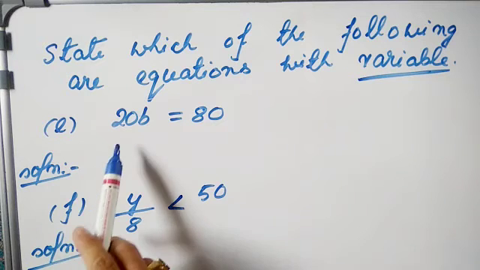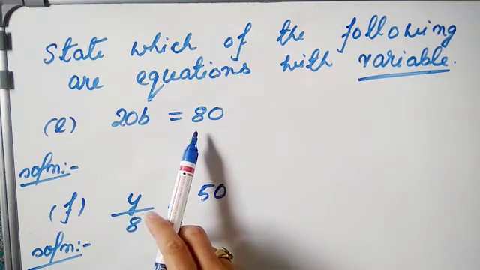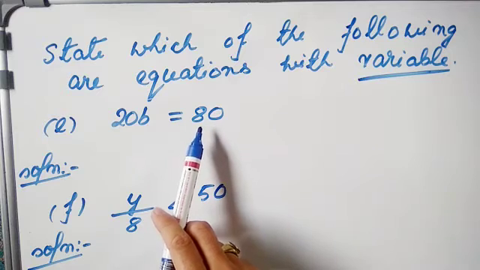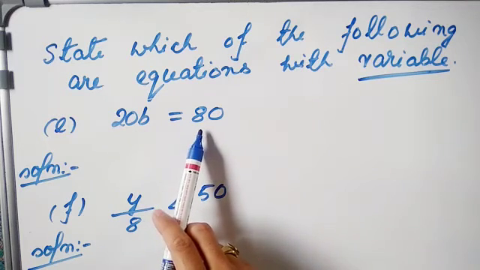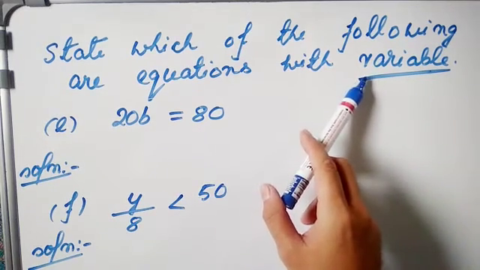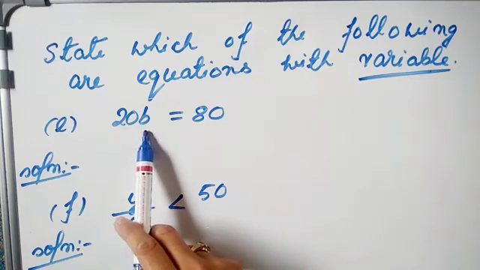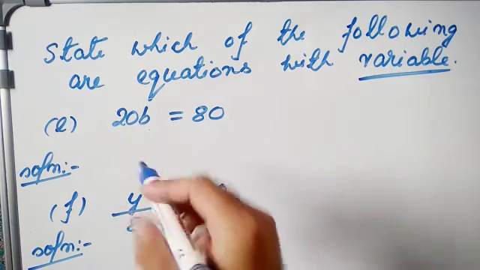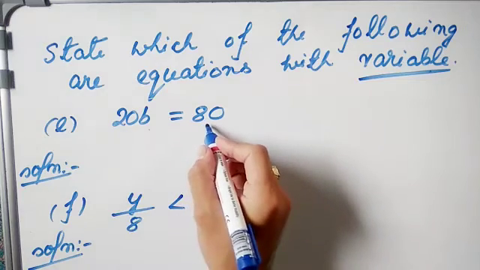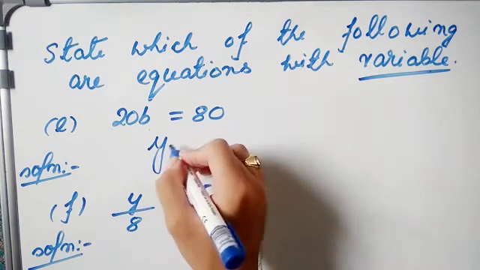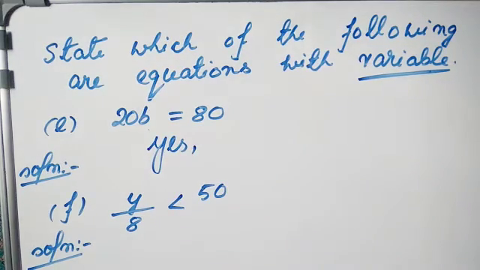Next, then we have 20b is equals to 80. So we already know that it is an equation. And is this an equation with a variable? Yes. And the variable involved in this equation is b, right? So 20b is equals to 80 is an equation with a variable, and the variable involved is b.